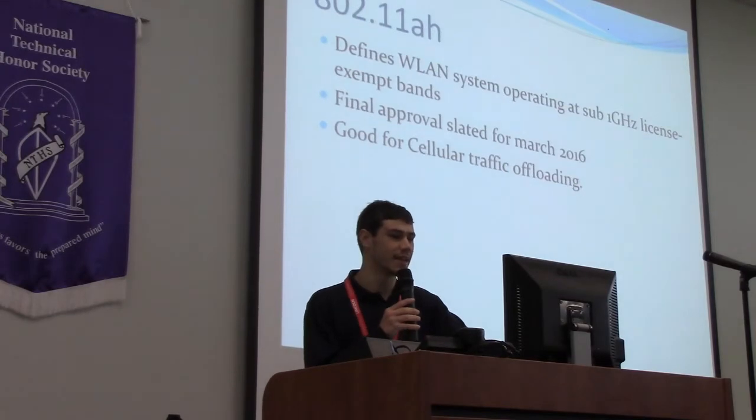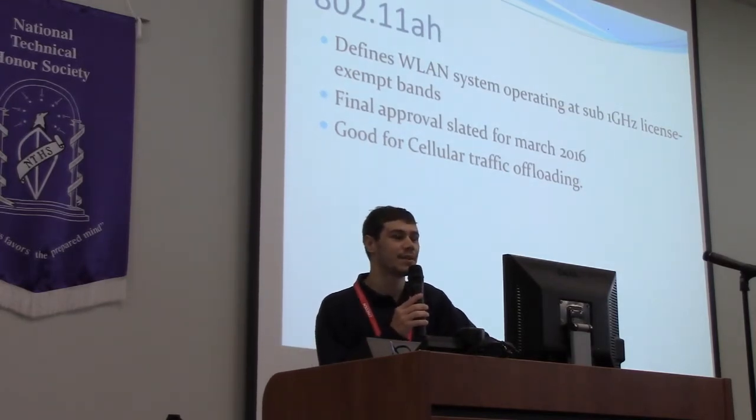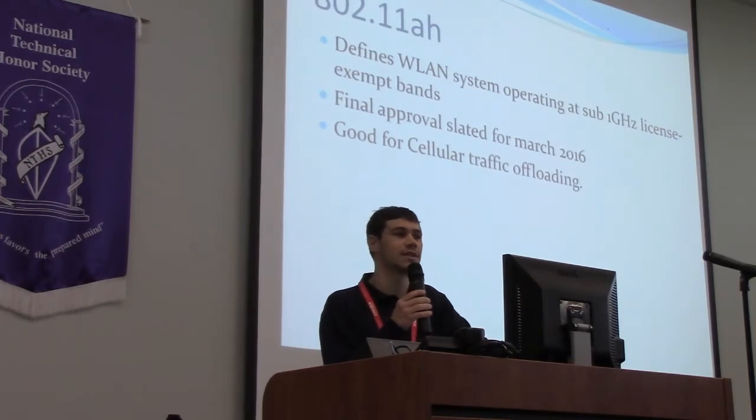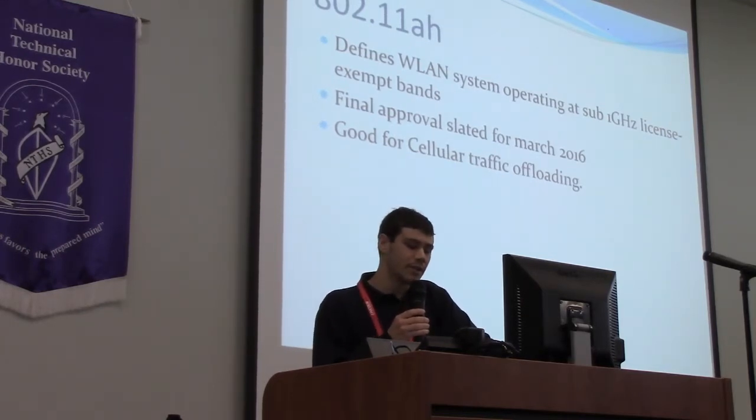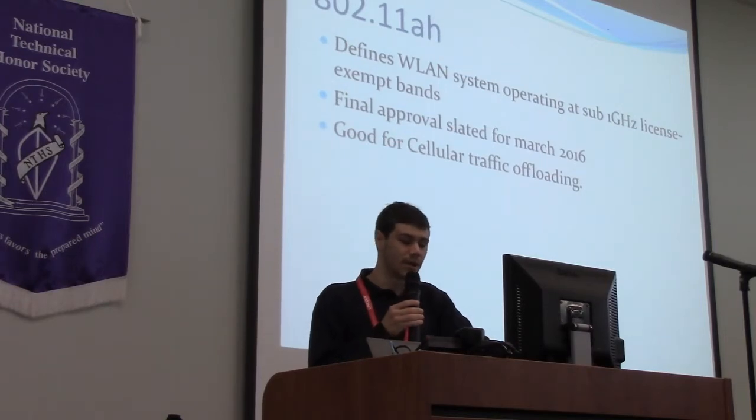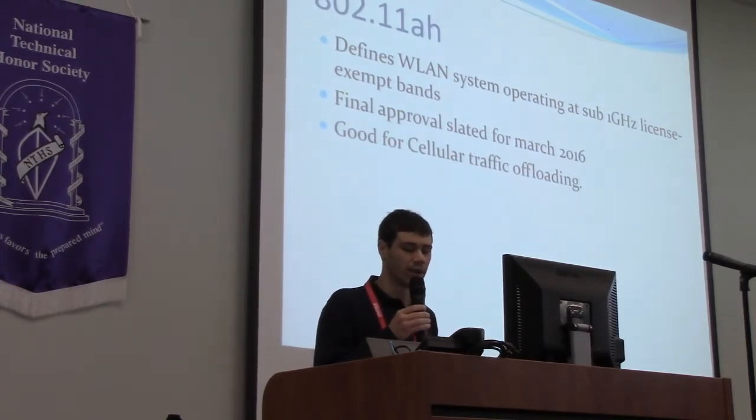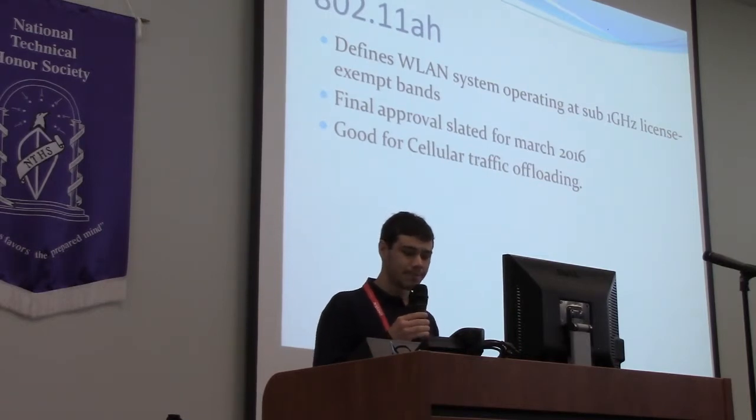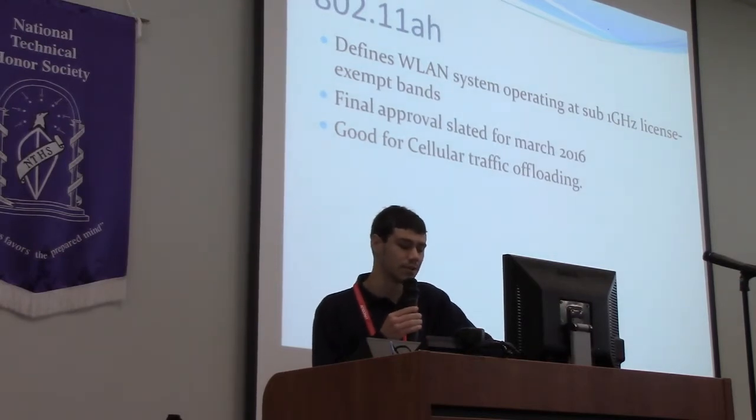And another one is 802.11ah. Has anybody heard of this also? No? This one actually isn't even out yet. This is slated to come out in March 2016. The 802.11ah defines basically a wireless operating at sub 1 gigahertz license exempt bands. Like I said, final approval for it is March 2016. It's got very favorable propagation characteristics with low frequency spectra. It can improve transmission range.